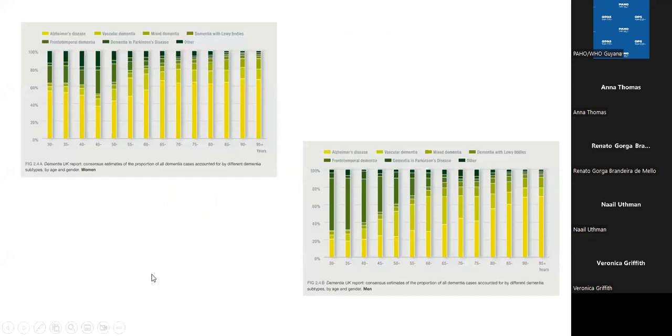The most common etiology for dementia is Alzheimer's disease, especially in women. But in men, this is an important differential, especially in older men over 75 years old. But vascular dementia is very important, especially in younger adults and older persons between 60 to 70 years old.